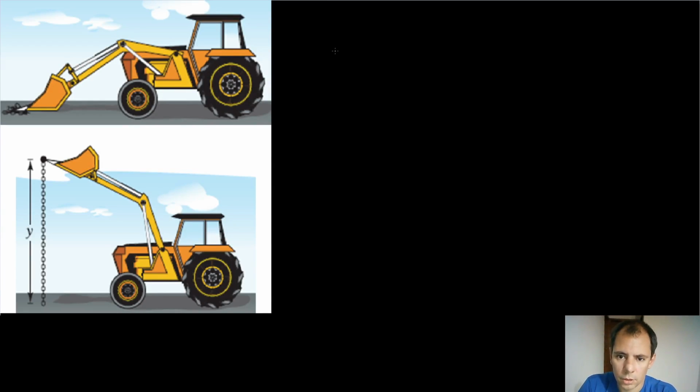So if you lift it 10 feet, for example, what's going to be the force? Well, it's 5 times how much you lifted, which is just y. That's going to be the instantaneous force. For example, let's say that you lifted 2 feet, the force is 10 pounds. If you lifted 1 foot, it's going to be 5 pounds. This is the instantaneous force.